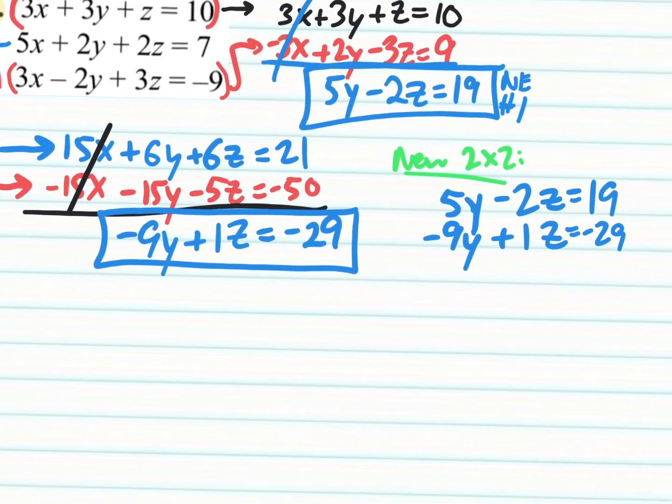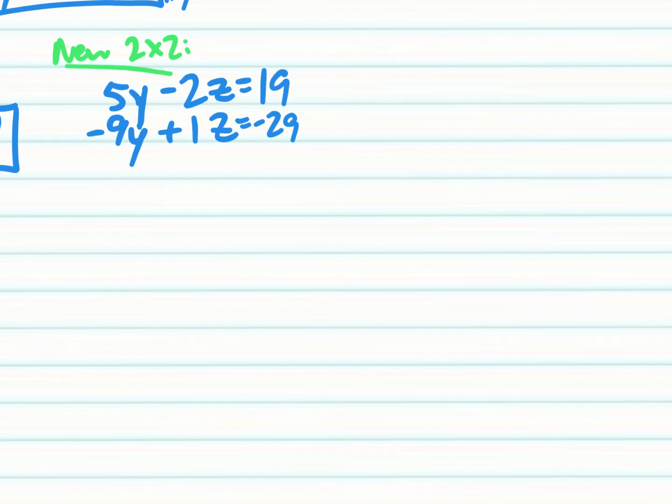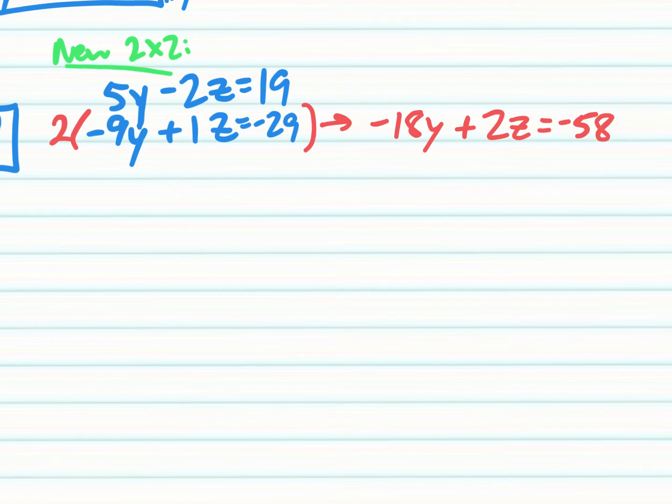So this is our new 2 by 2 system. We could focus in on this 2 by 2 system and solve it. What do you guys want to do? Cancel y's or z's? Z's are definitely easier. Actually, I'm not even going to mess with the top one. The bottom one, we will multiply by 2. So we end up with negative 18y plus 2z equaling negative 58. The top one's going to stay the same. 5y minus 2z equals 19.